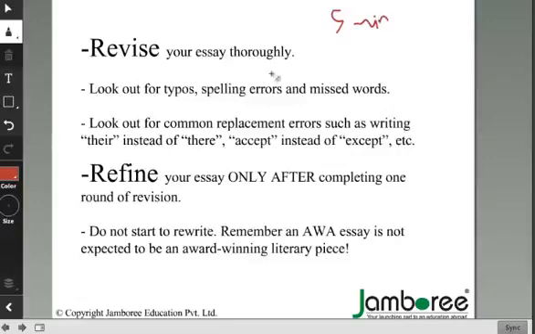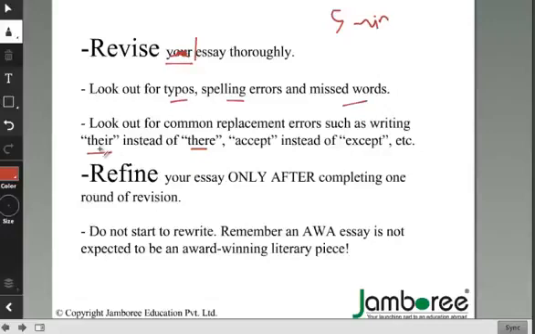Look out for typos, spelling errors and missed words. Missed words means if I say revise essay thoroughly, that means I just forgot to type in the word your. So these are called missed words. Look out for common replacement errors. Replacement errors means, you know what THRE means, you also know what THER means, but by mistake, instead of go there, you may end up typing THEIR. These are called common replacement errors.